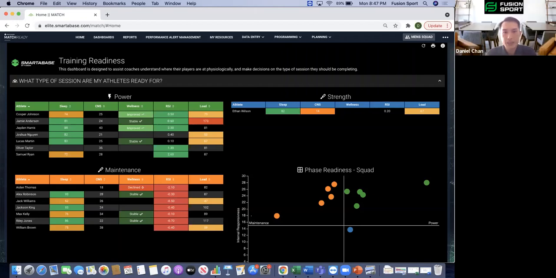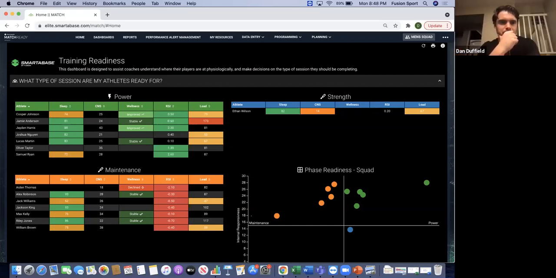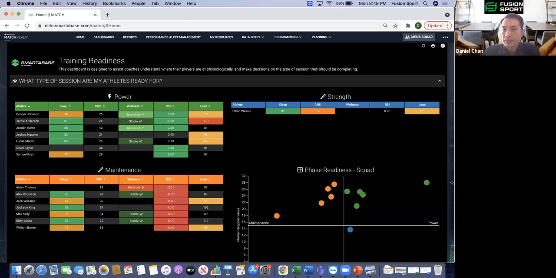Yeah, thanks, Jay. Thanks, Dan. So we have a question here actually. The question goes, how is the load calculated and interpreted? So there is a reference made: he or she is seeing Jamie Anderson being highlighted in red with a value of 173. However, his other metrics are relatively comparable to Lucas Martin, whereas Lucas has only a load of 67.